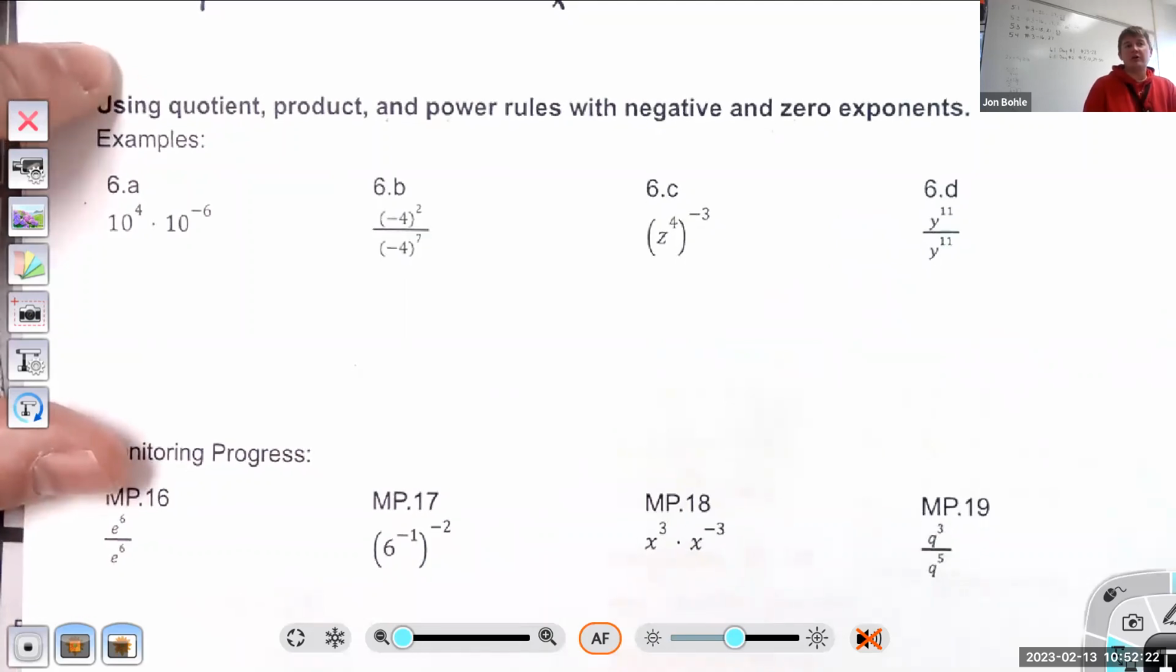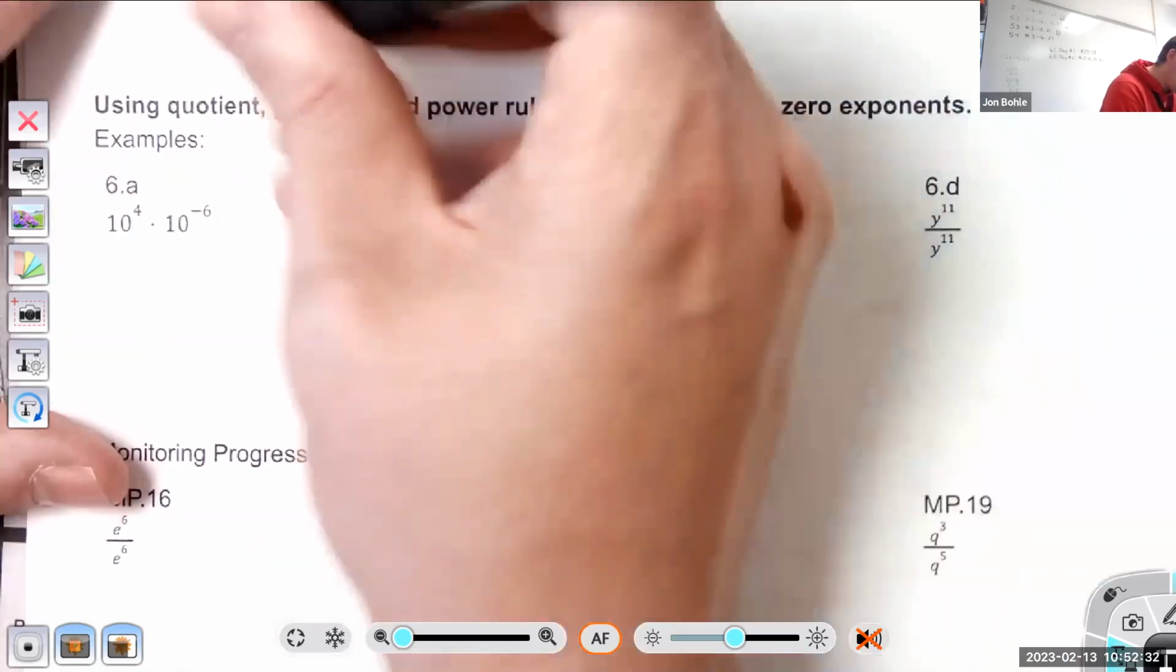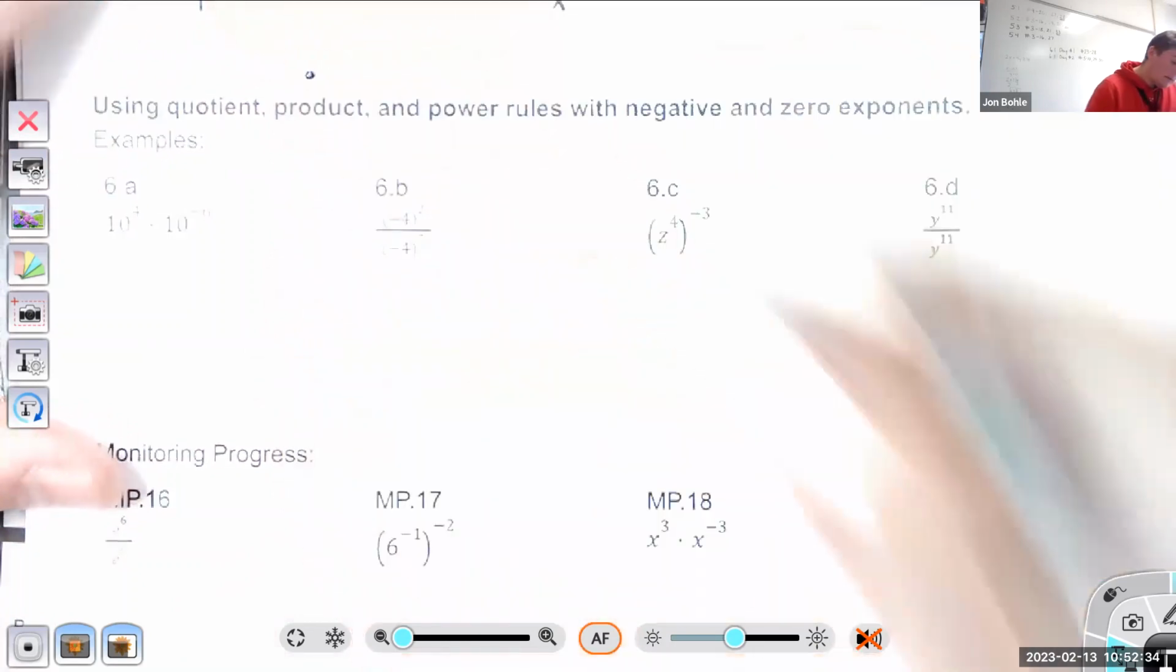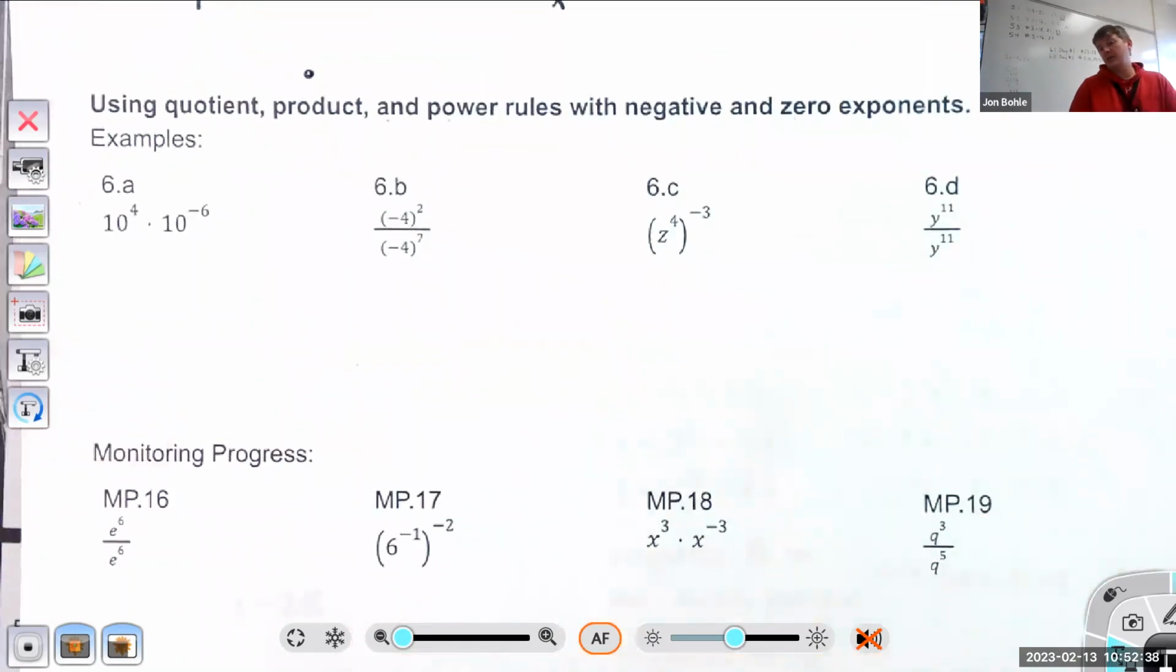Quotient. So the quotient of 3 and 6. What is it asking you to do? What math operation? No, product would be multiply. So if you're multiplying, that means product. What? Division. It's division.